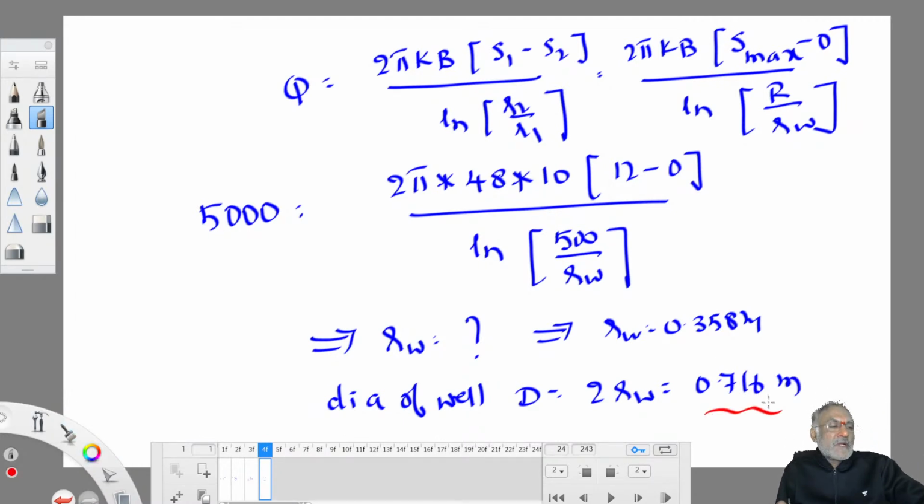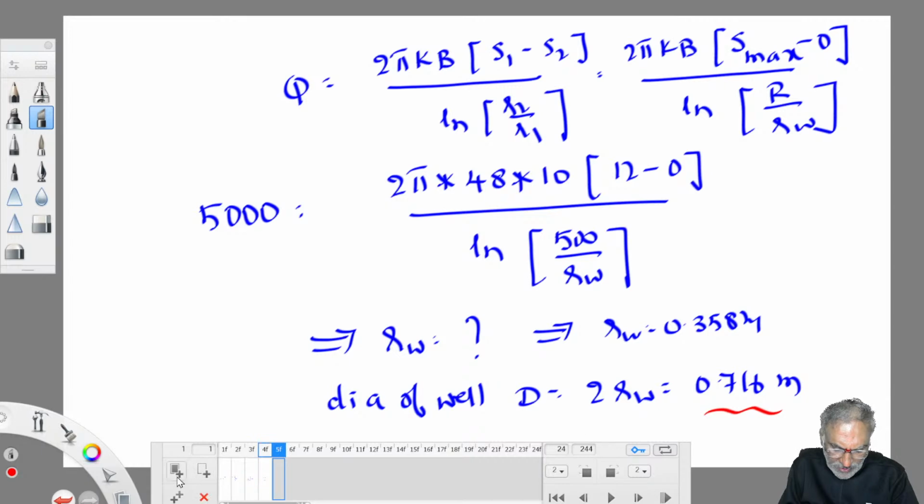So this is how we need to work out the well problems. Well problems are also very popular in the GATE exam. They are asking questions from wells, so you should be careful about this. Okay. Now, numericals related to wells are almost completed.